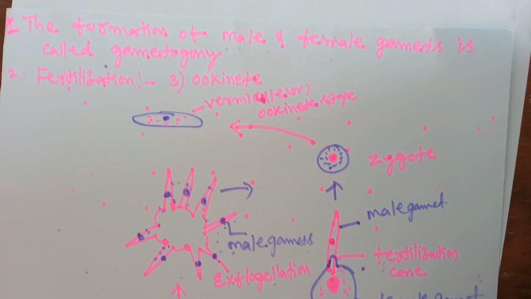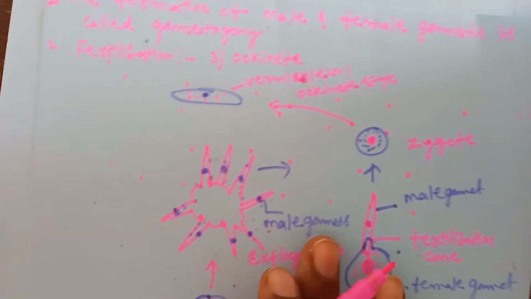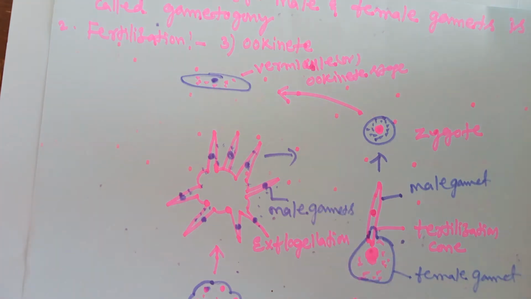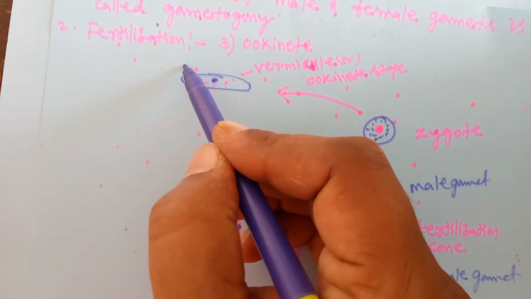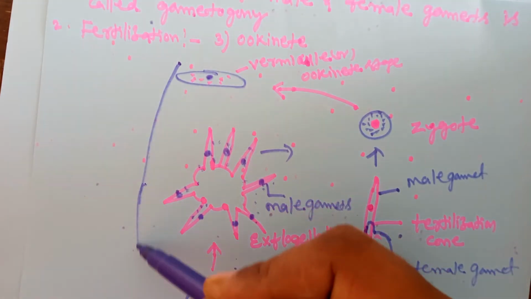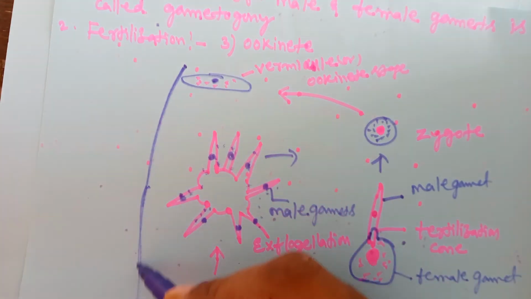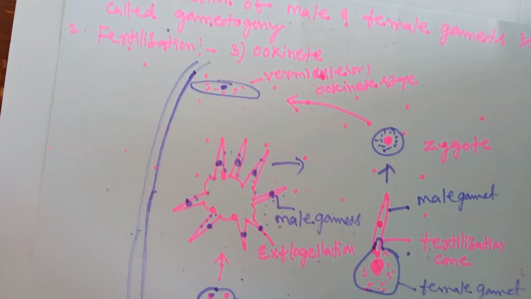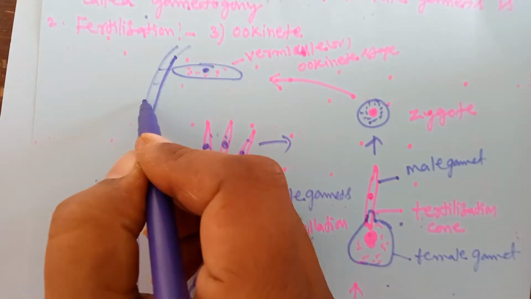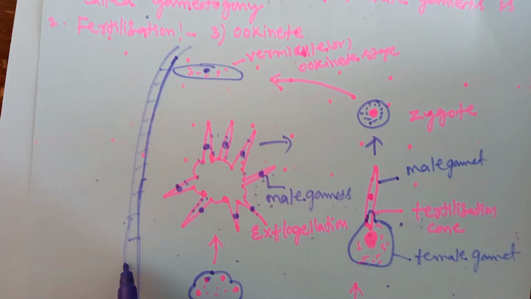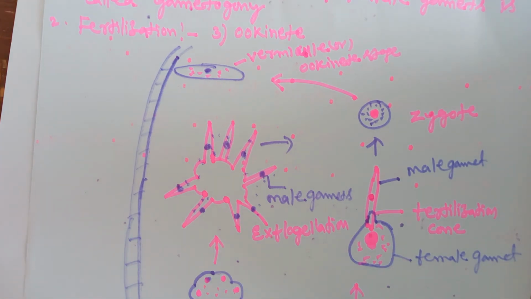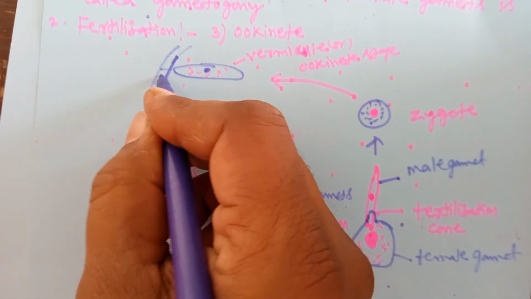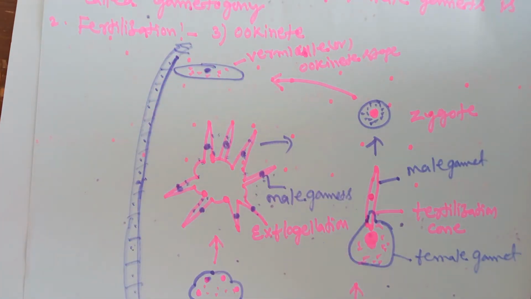This stage, the vermicule or ookinete stage, now settles down in the mosquito crop wall. It pierces the food material, or absorbs the food material, from the mosquito crop wall.